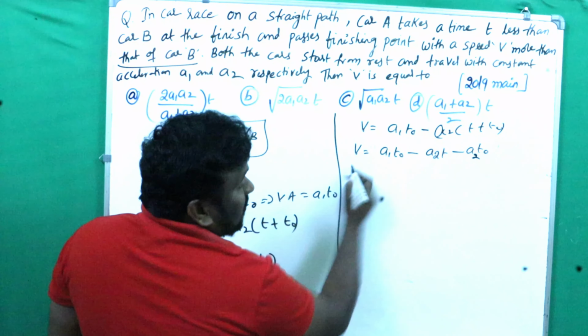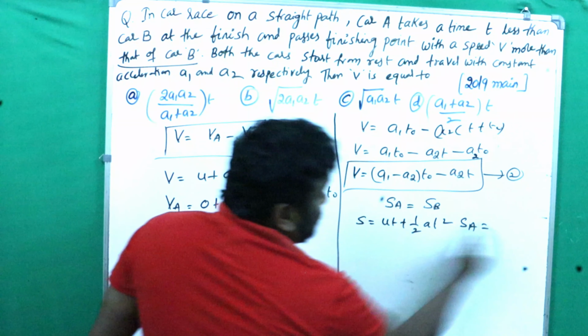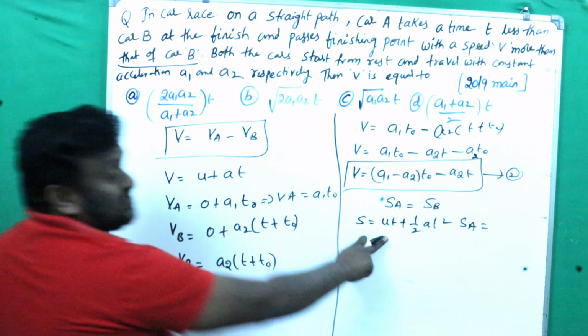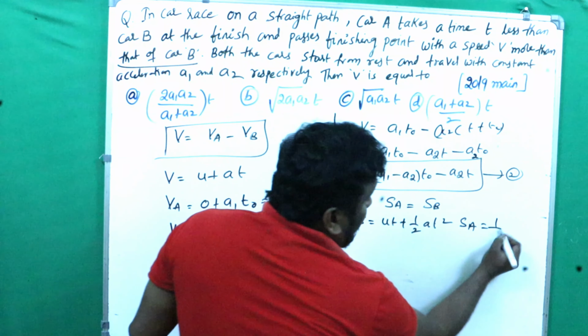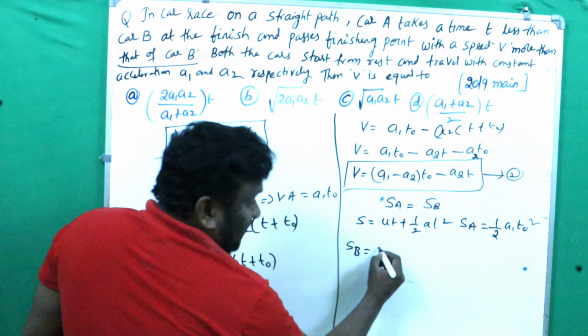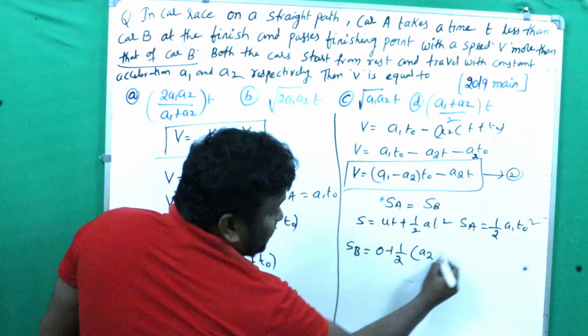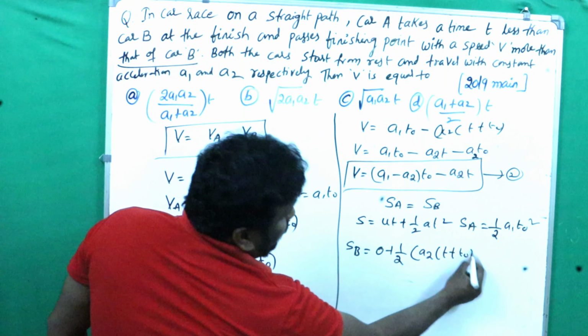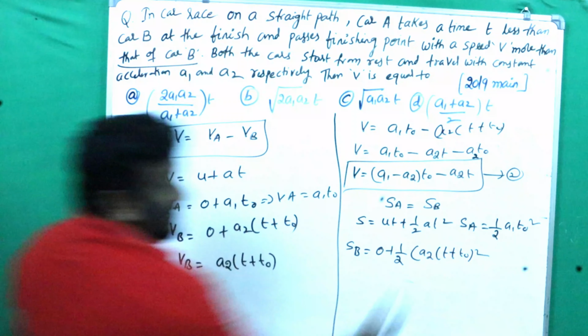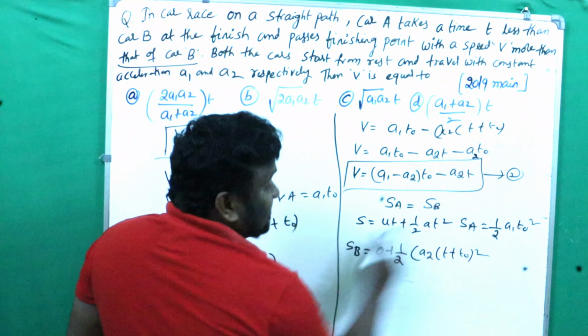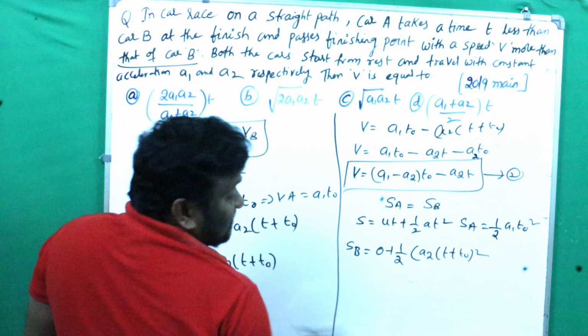By using that, I am going to write SA is equal to, both start from rest, that's why u is 0, then you can write ½ a1 t0². And SB is what? S0 plus ½ a2 (t + t0)². So we are using this equation S = ut + ½at². By using that we can write SA and SB. So SA is equal to SB.